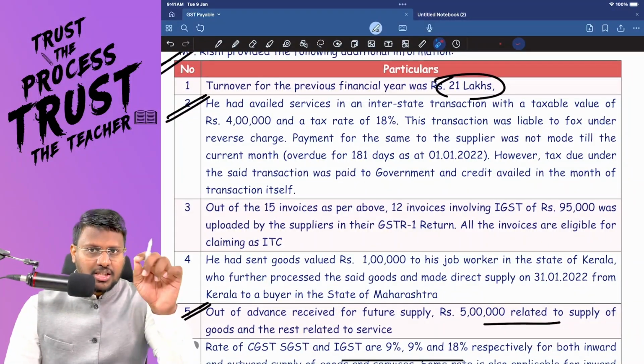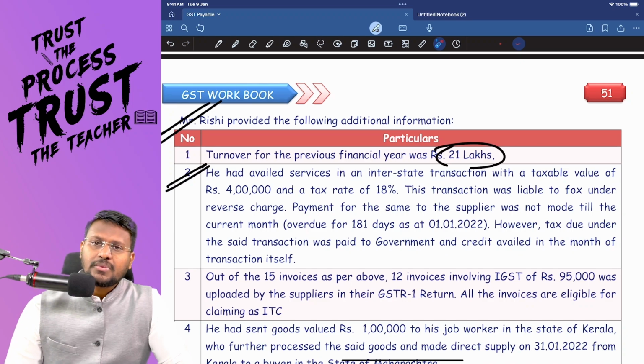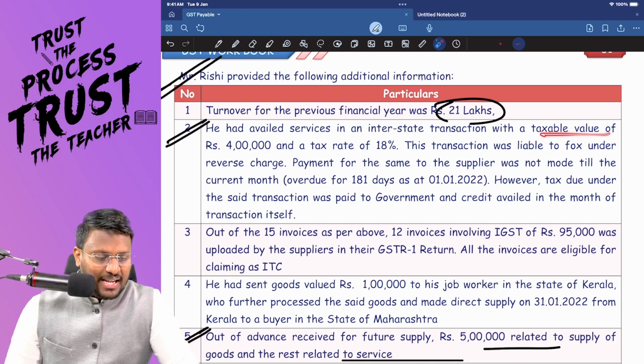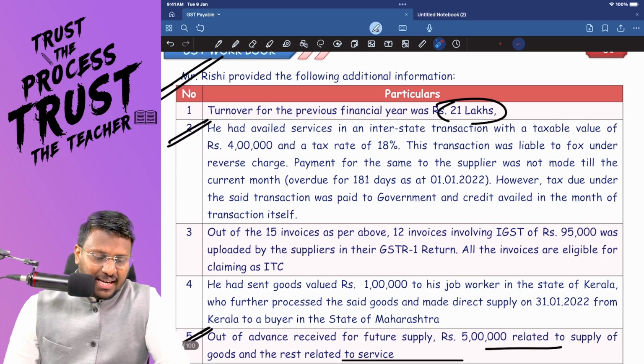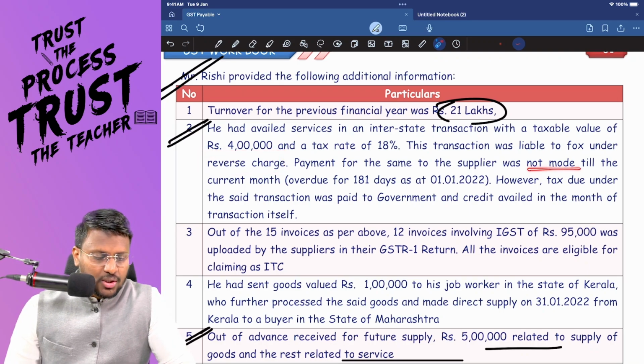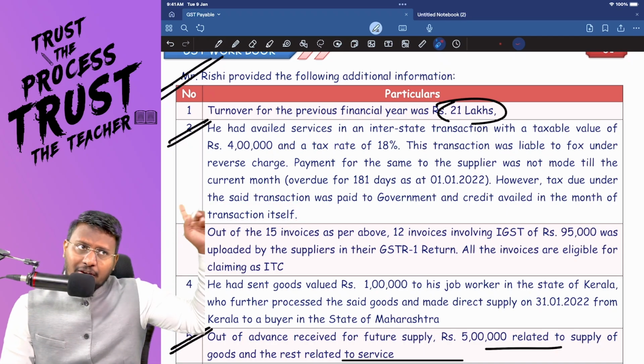I'm reading once again that adjustment for your benefit. He had availed service. My dear lovable students, availed means what? Receipt, inward supply, in an intra-state transaction, with a transaction value of 4 lakh and tax at a certain rate. This transaction was liable to tax under reverse charge. Payment for the same to the supplier was not made till the month end, overdue for 181 days on 1st February itself. Our tax due under the said transaction was paid to the government, and credit availed in the same month itself. Transaction itself, but we have paid the tax.